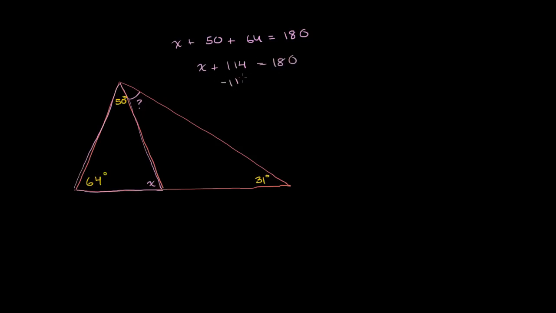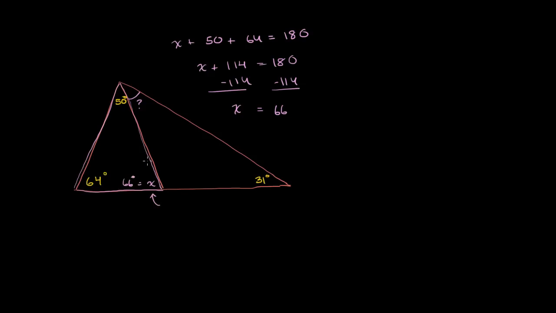We can subtract 114 from both sides of this equation, and we get x is equal to 180 minus 114. So 80 minus 14, 80 minus 10 would be 70, minus another 4 is 66. So x is 66 degrees. Now, if x is 66 degrees, I think you might find that there's another angle that's not too hard to figure out. So let me write it like this. x is equal to 66 degrees.